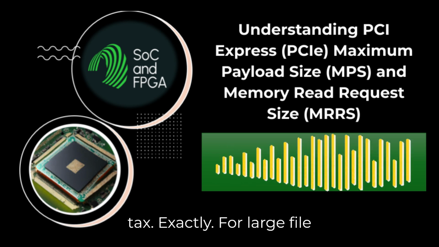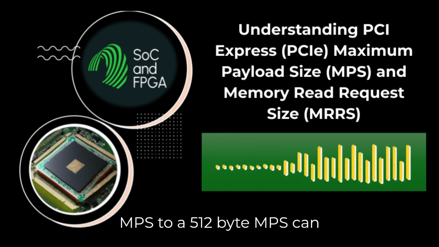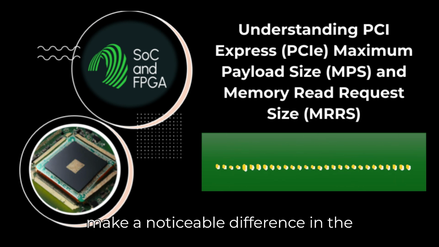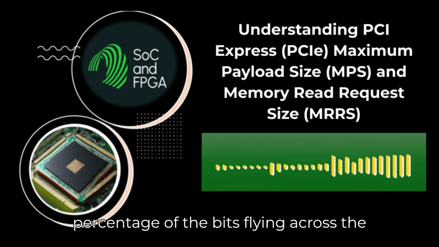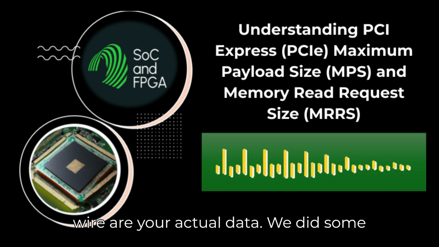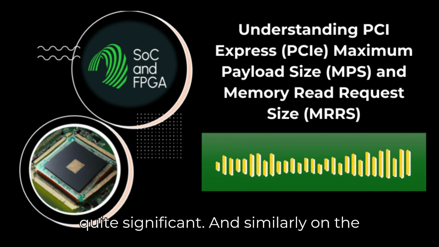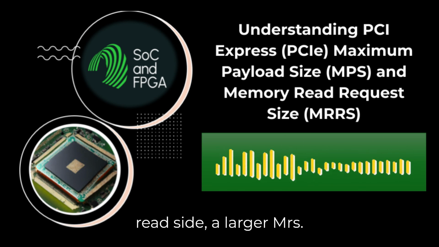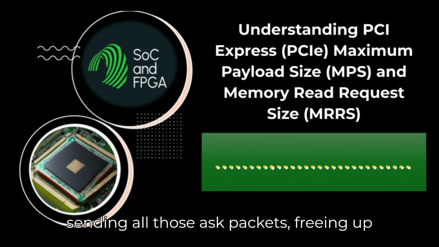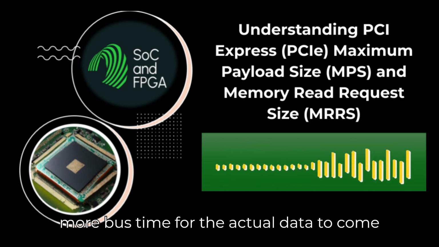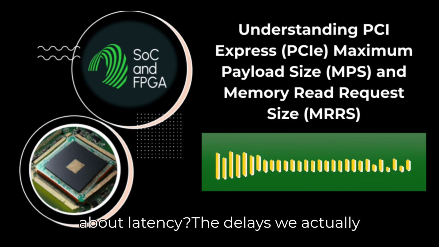Exactly. For large file transfers, moving from, say, a 128-byte MPS to a 512-byte MPS can make a noticeable difference in the effective speed, because a much higher percentage of the bits flying across the wire are your actual data. We did some calculations. The efficiency gain can be quite significant. And similarly, on the read side, a larger MRRS reduces the overhead associated with sending all those read request packets, freeing up more bus time for the actual data to come back. Okay, bandwidth seems clear. What about latency, the delays we actually perceive?